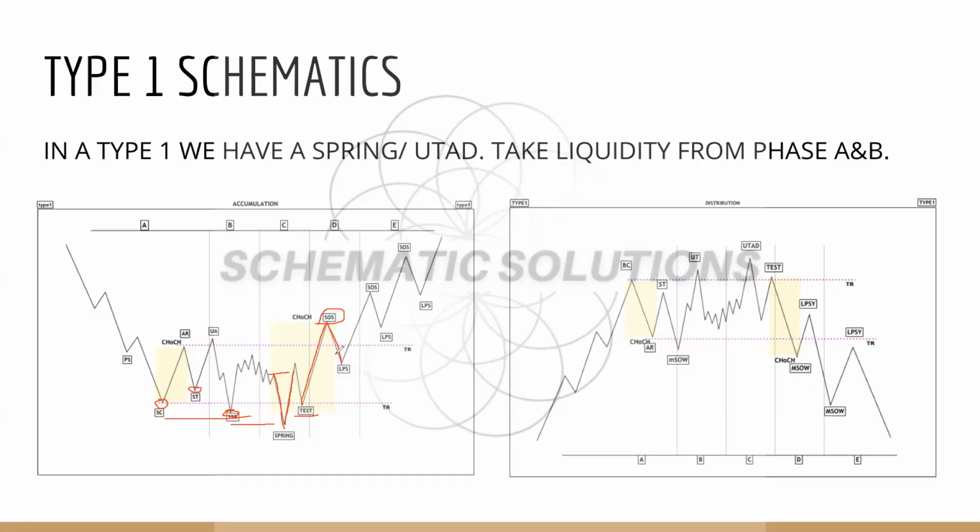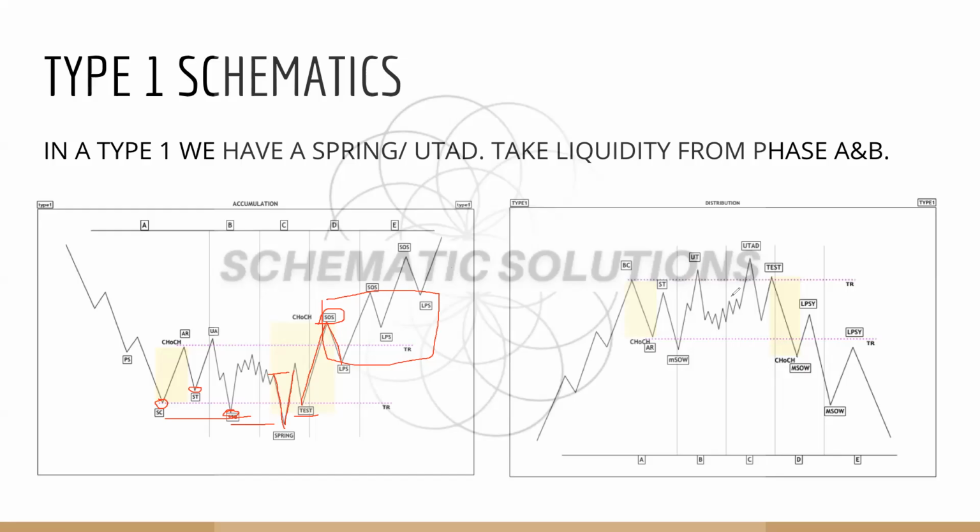From our sign of strength, we expect a last point of support. And a lot of times from our last point of support, we can start looking for schematics in phase D and phase E. So after an accumulation, we can look for a reaccumulation typically at the end of phase D or at the start of phase E to continue taking it up.